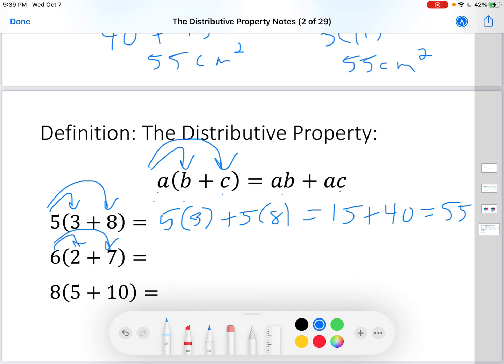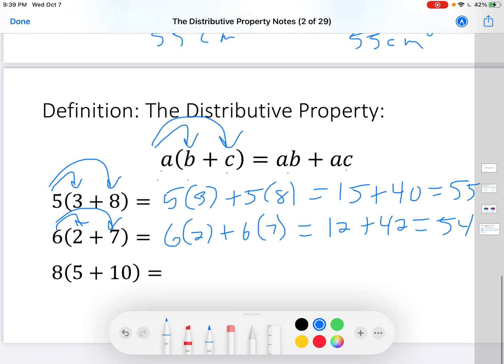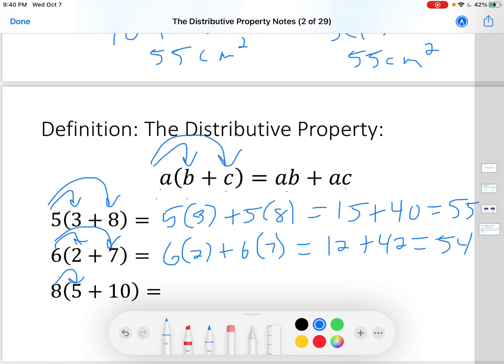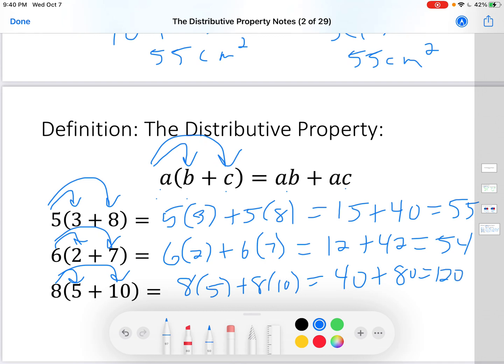6 times 2, 6 times 7. 6 times 2 is 12. 6 times 7 is 42. That makes 54. 8 times 5, 8 times 10. And that's equal to 40 plus 80 is 120.